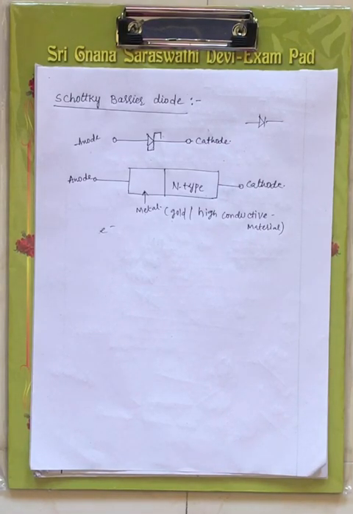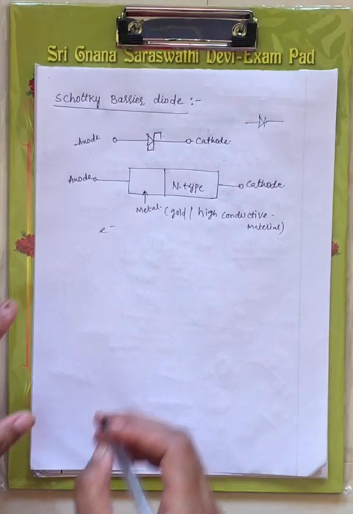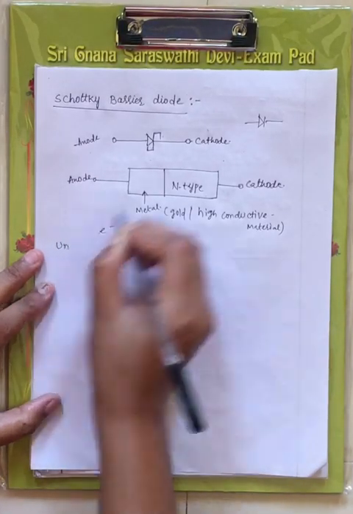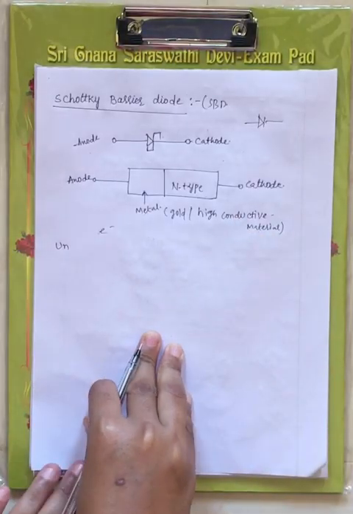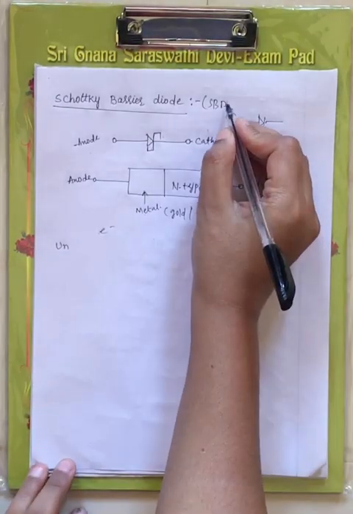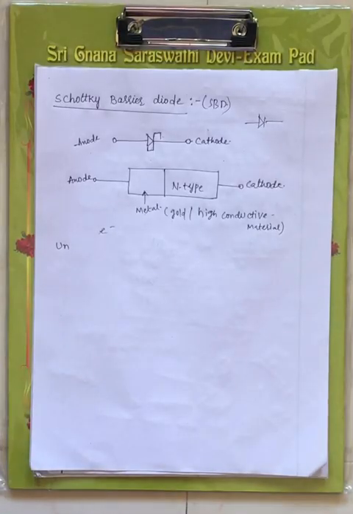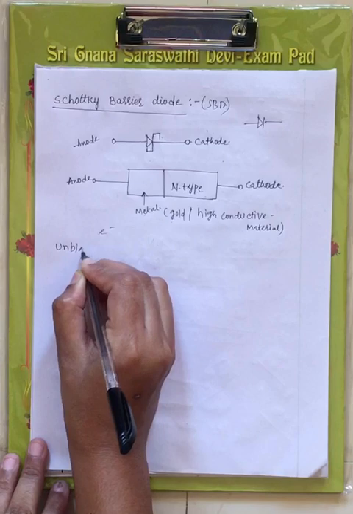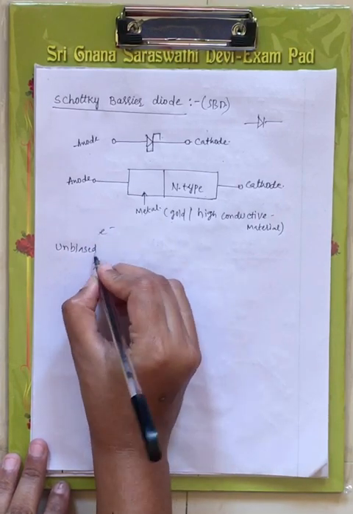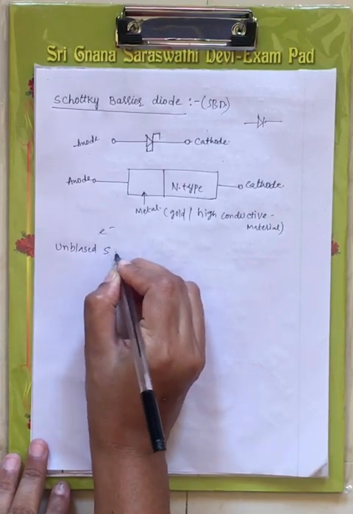Now let us see its operation followed by the IV characteristics of this diode. For this lecture I am representing the Schottky barrier diode in short as SBD. Wherever you have SBD, that indicates Schottky barrier diode. Now let us see the unbiased operation, the unbiased Schottky diode.